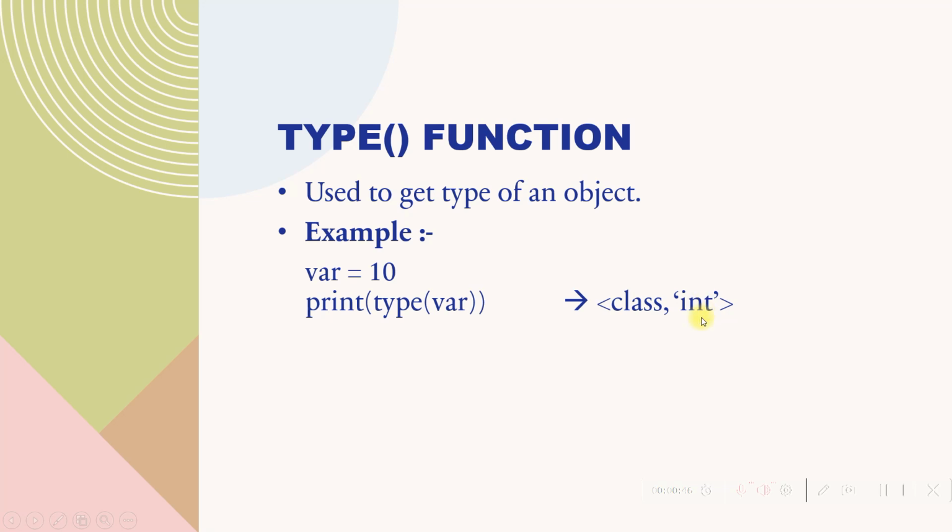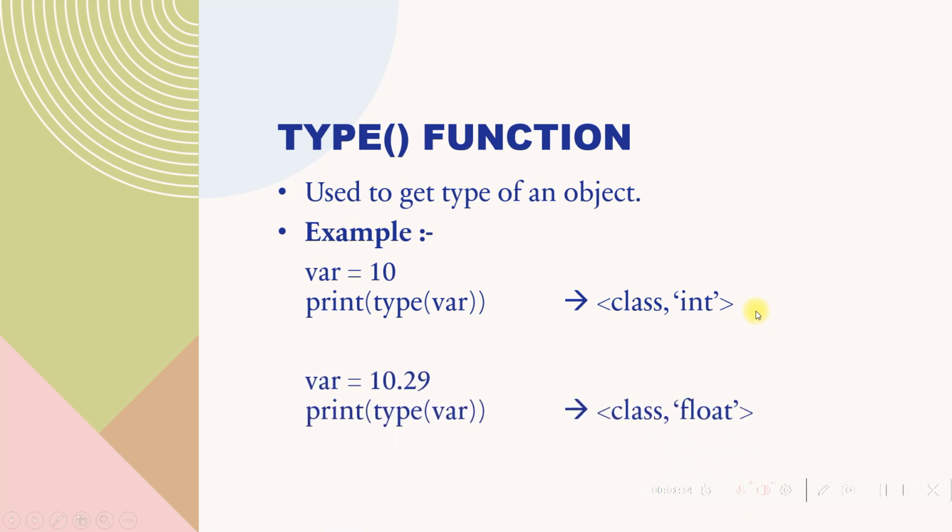Now in Python we know that Python accepts everything in the form of an object. So when I say var equals 10, this var becomes an instance of the class integer, and that is why when I print the type of the variable var, I get this output. Or you can say var is an instance of the class integer.